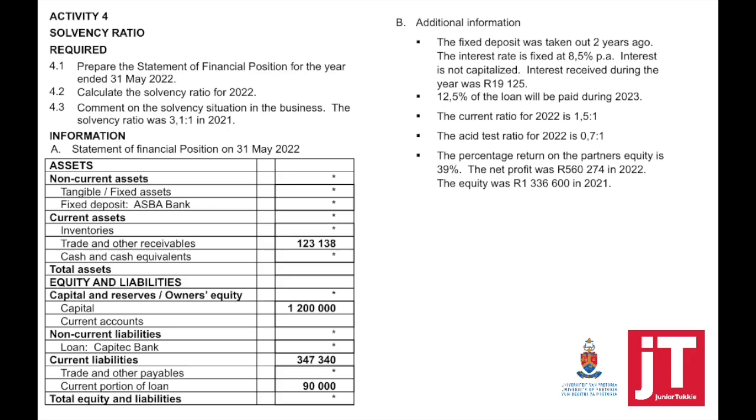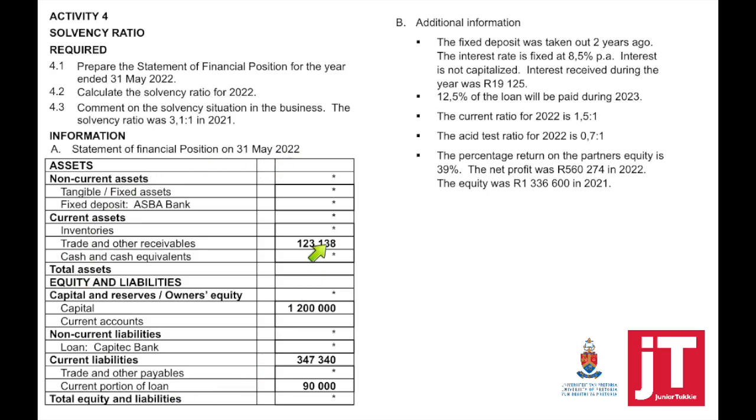Activity 4 now. 4.1. Prepare the statement of financial position for the year ended 31 May 2022. Calculate the solvency ratio for 2022 and comment on the solvency situation in the business. The solvency ratio was 3,1 to 1 in 2021. Information: they provided the statement of financial position on 31 May 2022.